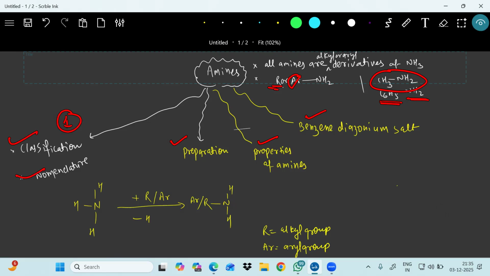So this is ammonia, and in ammonia there is one hydrogen, a second hydrogen, and a third hydrogen. If you replace either one hydrogen, two hydrogens, or three hydrogens by R or Ar, this substituted product will be amines. Have you got it?